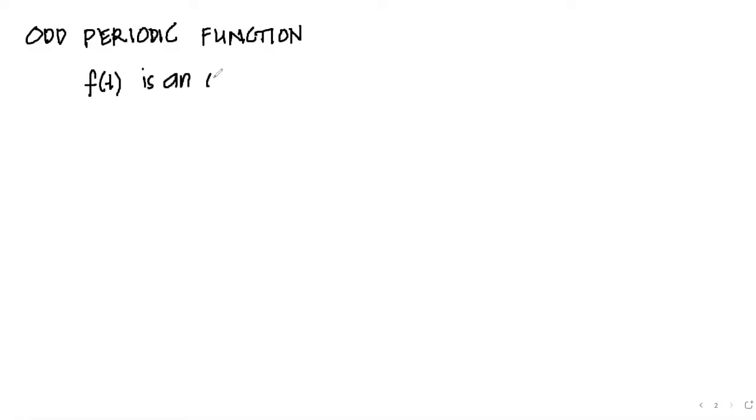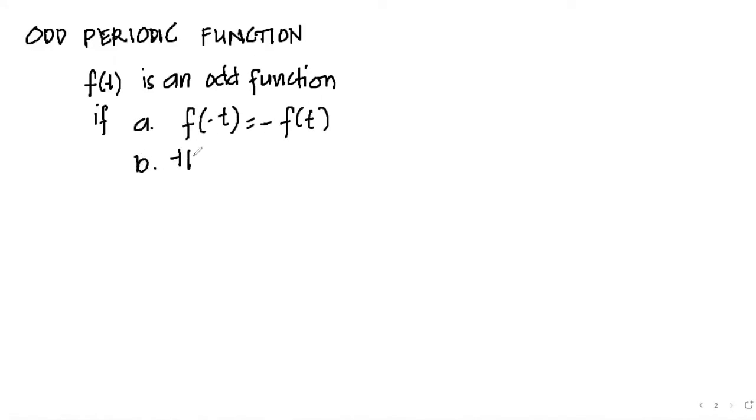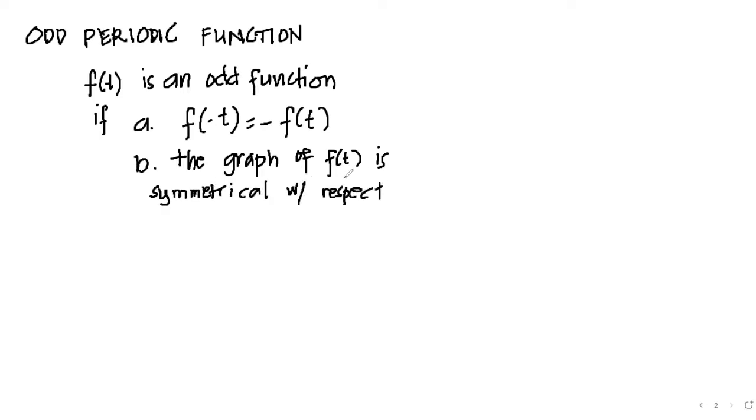The next type of periodic function is odd periodic function. How do we know if a periodic function is an odd function? F of t is an odd function if it satisfies these conditions. First, f of negative t is equal to negative f of t. Second, the graph of the periodic function f of t is symmetrical with respect to the origin.